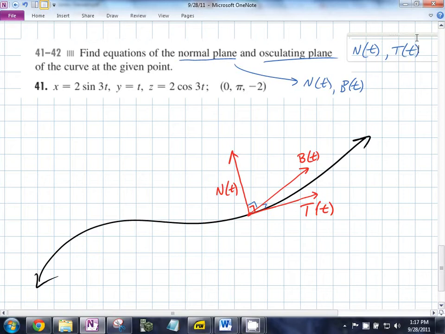Okay, so let's actually do some math here. So what's r prime of t going to be on this? It's going to be 6 cosine 3t, comma 1, comma negative 6 sine 3t. So that right there is r prime of t. So let's find the magnitude of that. If we do the magnitude of that, what are we going to end up with? We're going to end up with the square root of 37 is what I want to say.